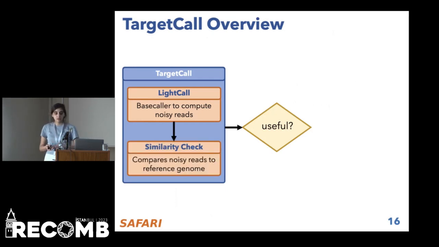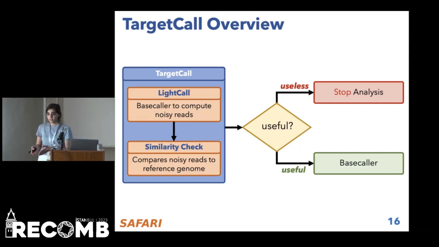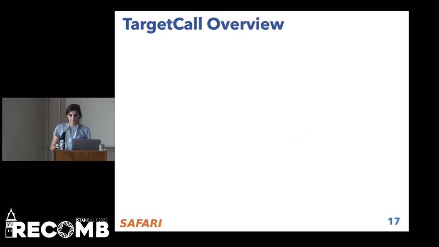And then it compares the result to the reference genome that is of interest for the application to predict if the read is going to be useful. If not, it stops the analysis of the useless reads. Otherwise, it forwards the reads to the basecaller so that we maintain the basecalling accuracy for the useful reads.